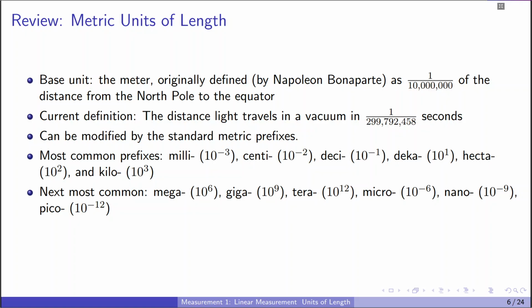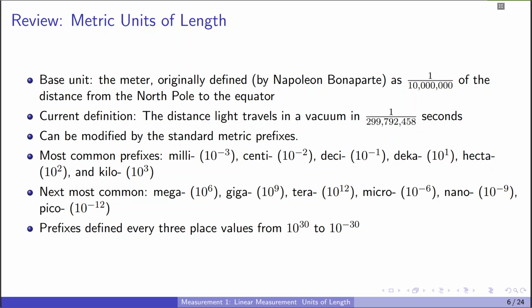Mega is 1,000,000 of them, giga is 1,000,000,000, tera is 1,000,000,000,000, micro is 1,000,000th, nano is 1,000,000,000th, and pico is 1,000,000,000,000th. And the prefixes are defined for every 3 exponents of 10, every 3 place values, from 10 to the 30 to 10 to the negative 30.